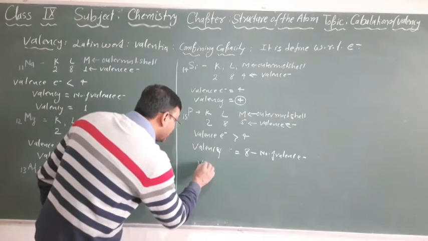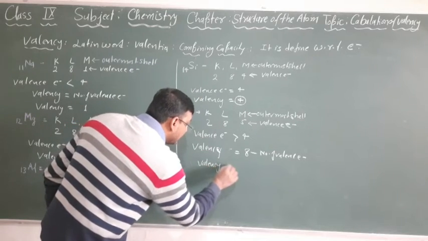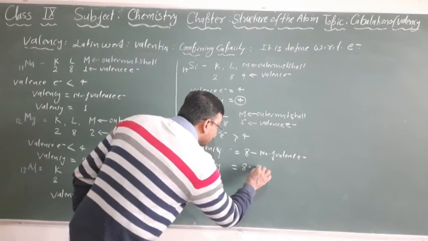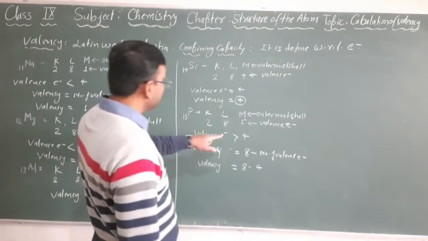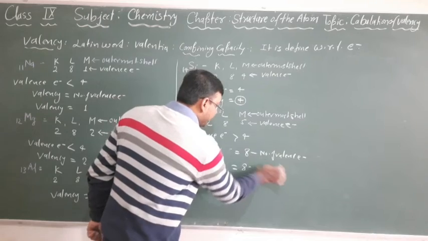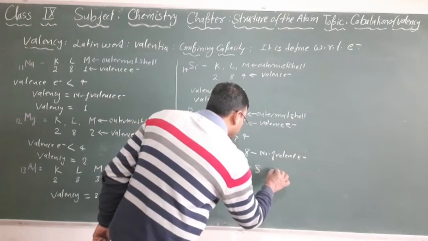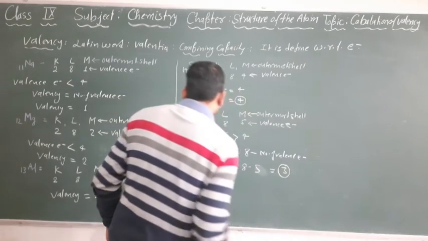So now valency is equal to 8 minus the number of valence electrons. How many electrons are there? 5. So 8 minus 5, that is valency is equal to 3.